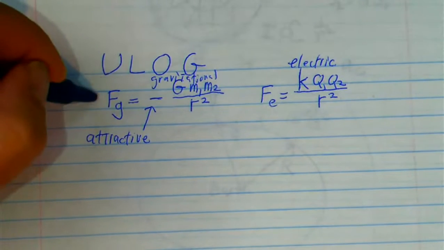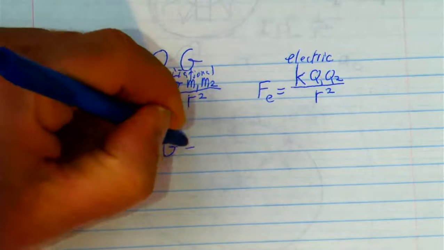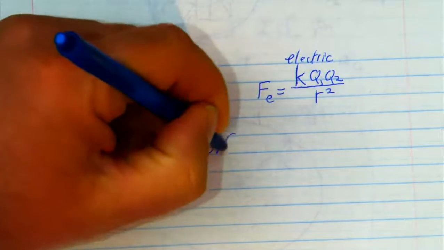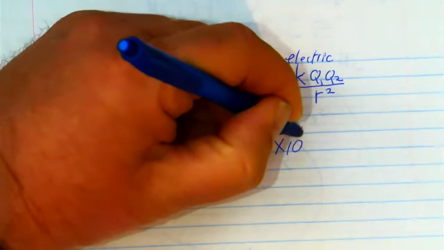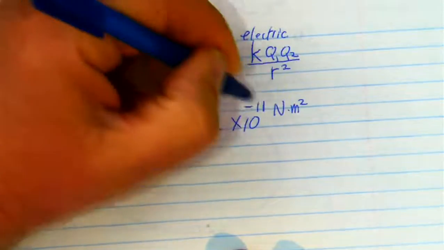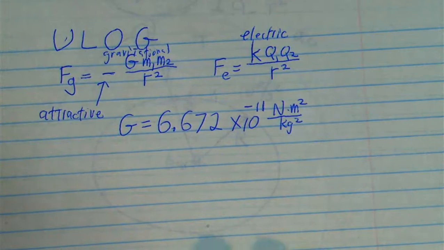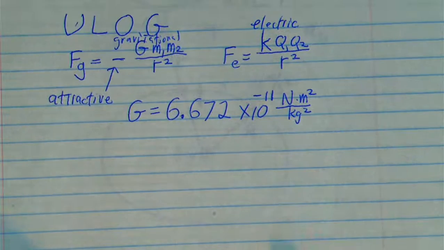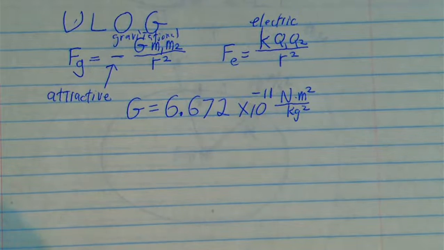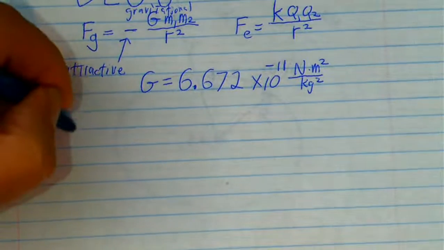For the gravitational force, capital G has a value of 6.672 times 10 to the negative 11th power newtons meters squared per kilogram squared. It is the least well-known constant in physics because it's very hard to measure the mass of the Earth precisely. Let's do an example.